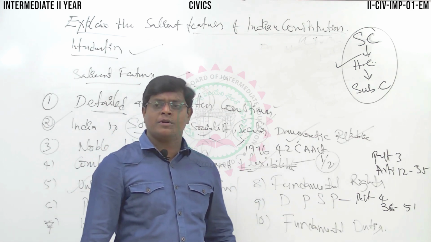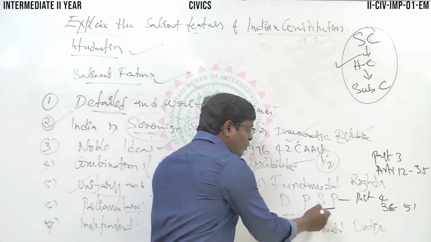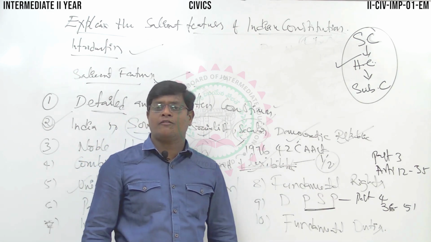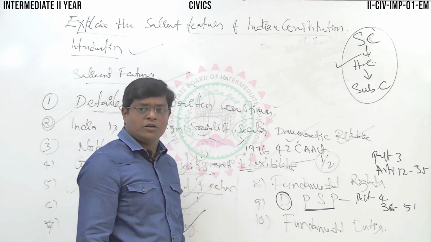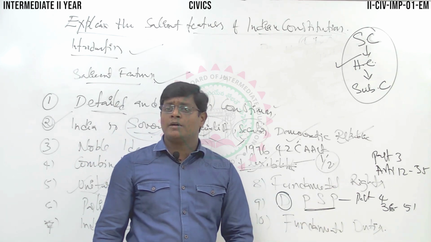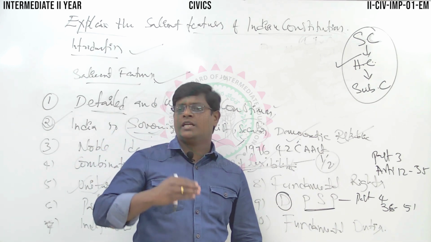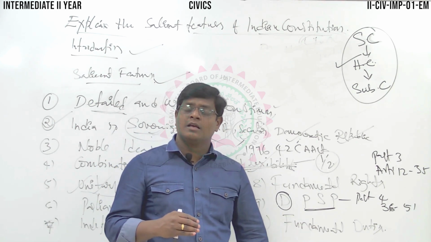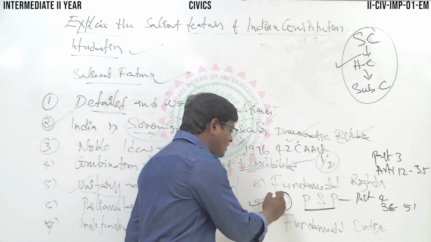The directive principles of state policy are the principles for state policy given by the Constitution towards the Government of India. Understood? They are the directions given by the Constitution to the Government of India for making state policies. So these directive principles are classified into 3 different categories: socialistic principles, Gandhian principles, as well as liberal and intellectual principles. We have to cover these.